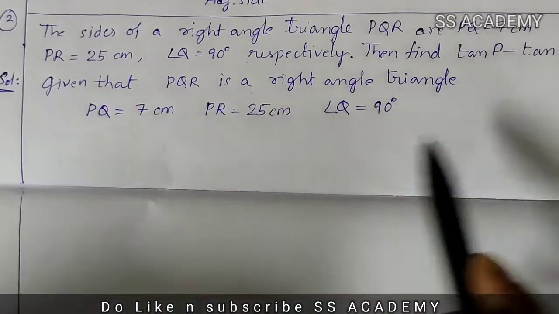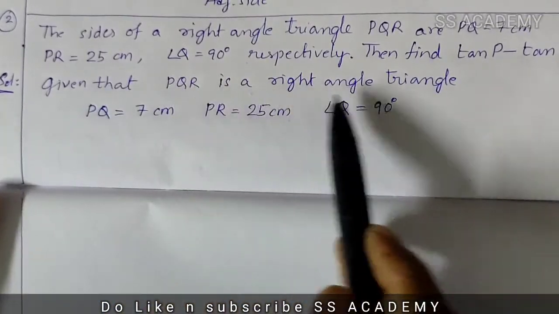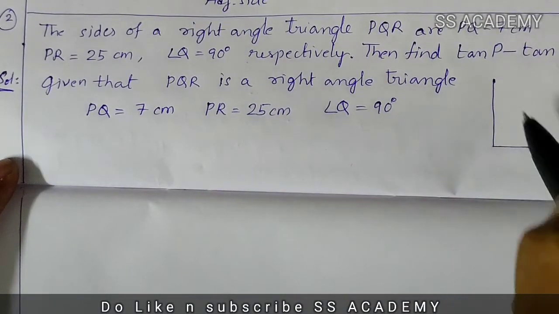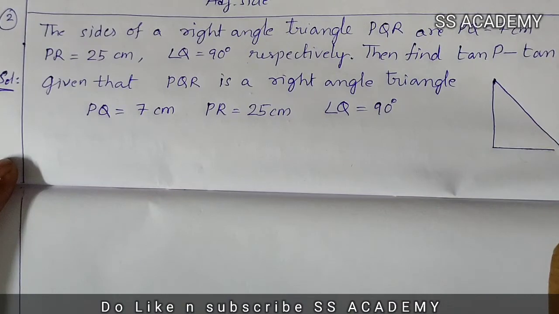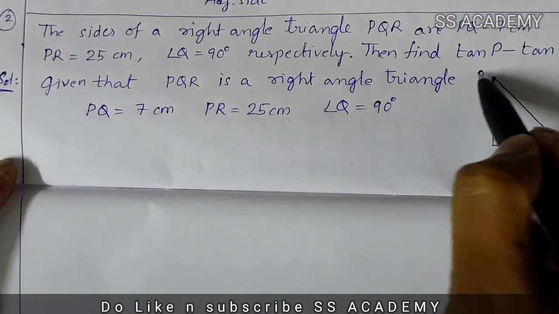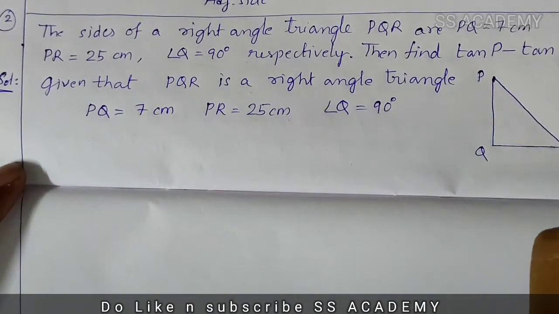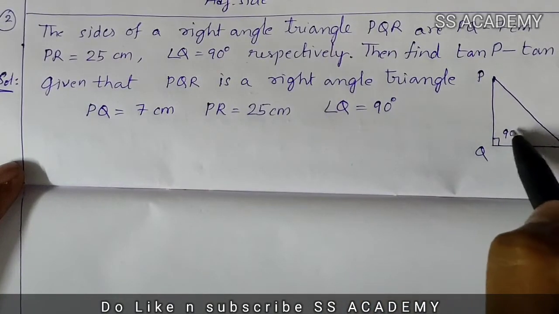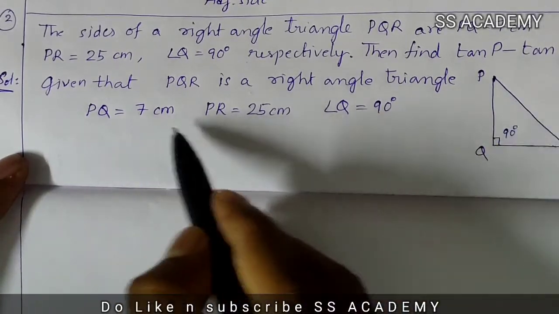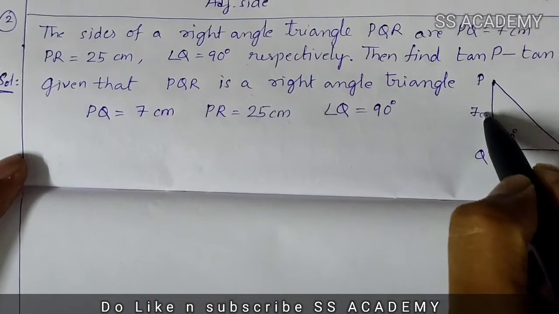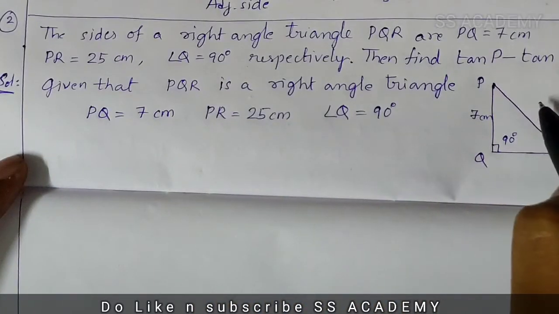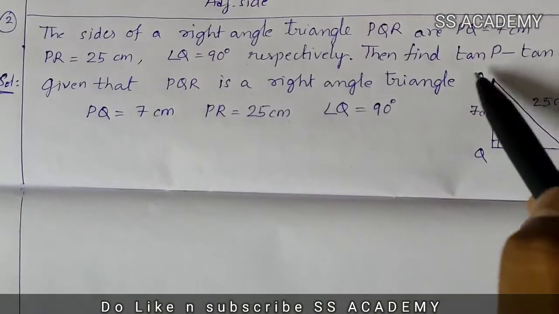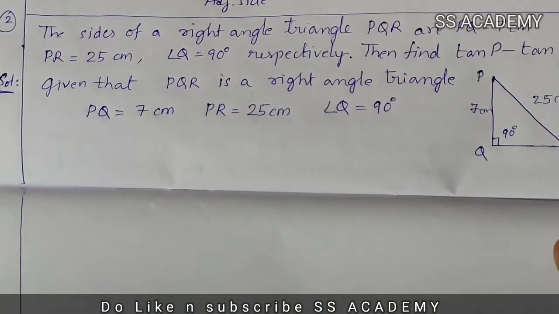So this is a problem, and here it is given that PQR is a right angle triangle. So I am drawing a right angle triangle here. So P, and this is Q and this is R, and given that angle Q is equal 90 degrees. So PQ equals 7 centimeters and PR equals 25 centimeters. So what we need to find out? Tan P minus tan R.